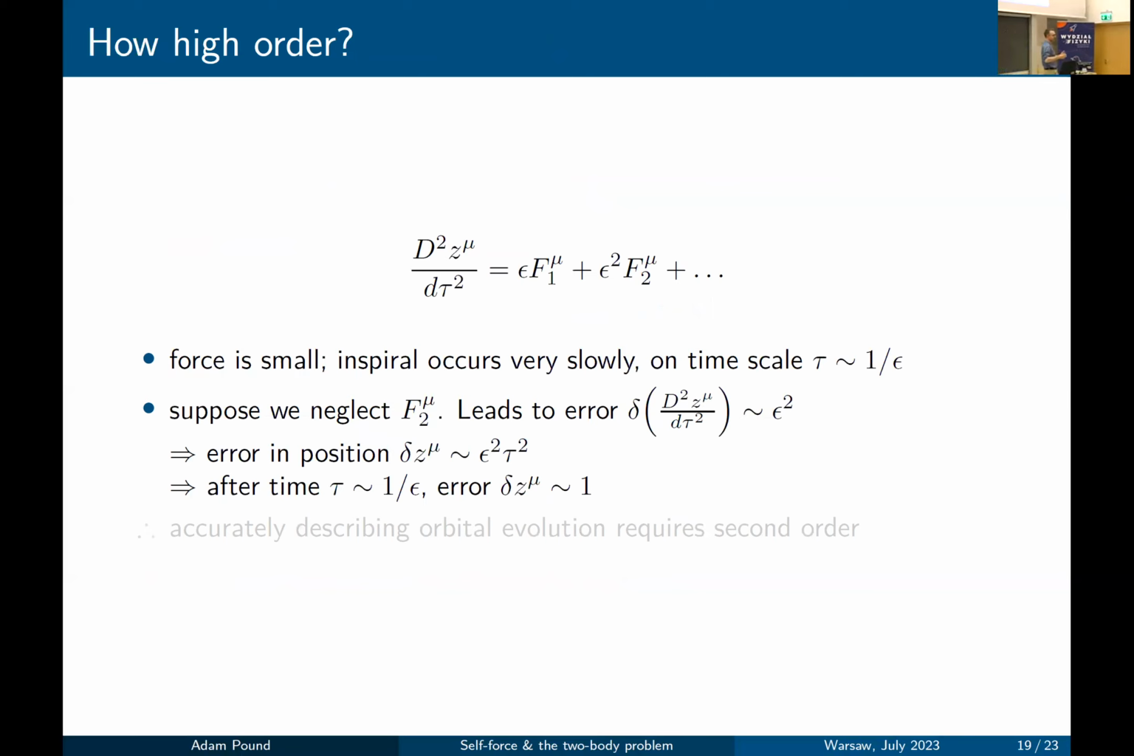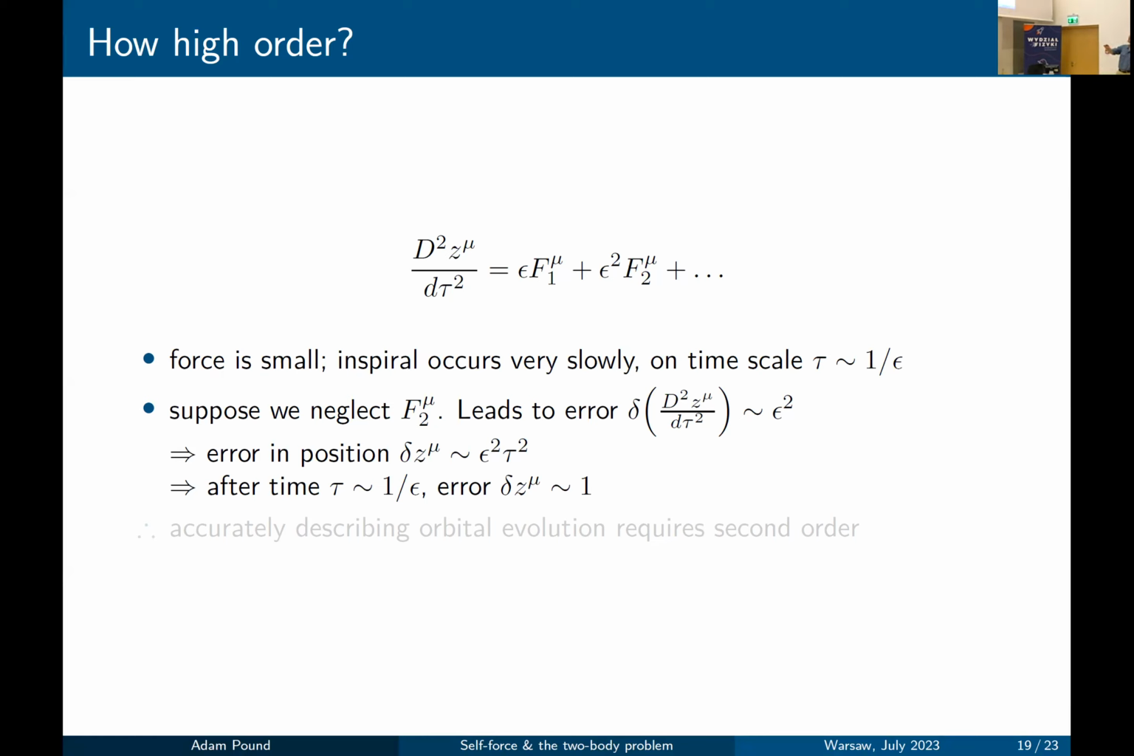Okay, so as soon as we write down some kind of expansion like this, you immediately have to ask, how high order do we need to go for the science we're interested in? How many orders in epsilon do we need? There's a very simple scaling argument that tells you. First, the force is small. Everything on the right-hand side is small because it comes with powers of epsilon. And we're going to argue that the order we need to go to is exactly second order, probably not higher, depending on what system we're looking at, but definitely not lower.